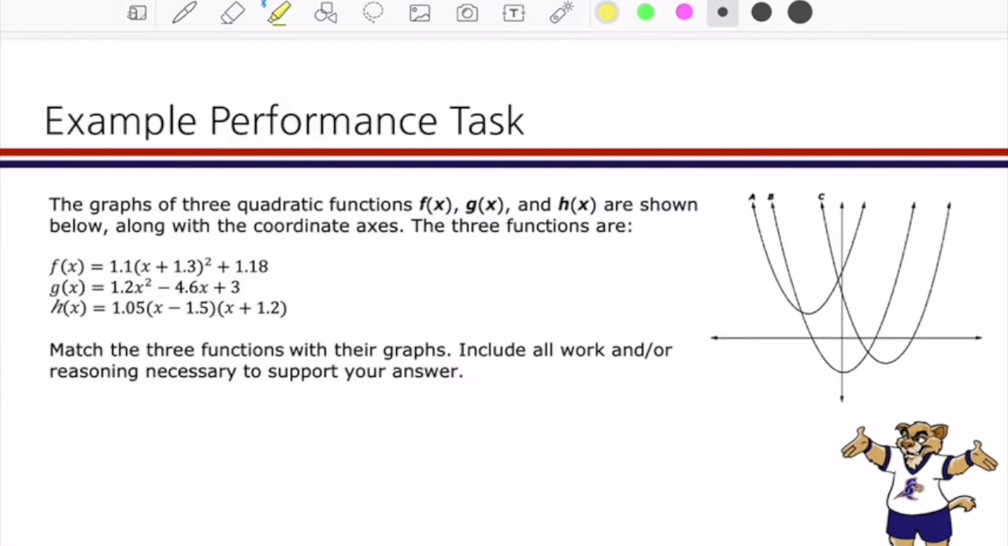So the notes today are a little bit different. We're going to be going through and doing this performance task together. We're going to be looking at the rubric, and then we're going to be looking at a total of 7 different student responses to see who got all the points, who got some of the points, and who got none of the points for their answers for this one part of this question.